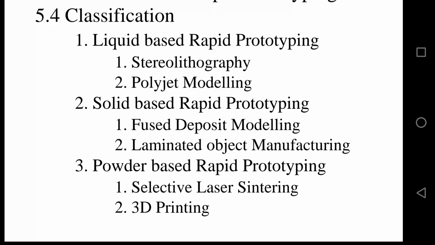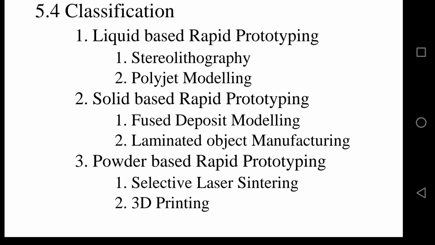We also had the introduction to rapid prototyping techniques, and we saw the basic steps in the rapid prototyping method. Along with that, we came to know the advantages and disadvantages of the rapid prototyping method, and we also had the classification of rapid prototyping systems. We have three types of rapid prototyping systems. One is liquid based, second is solid based, and the third is powder based rapid prototyping system, technique or method, whatever you can call it.